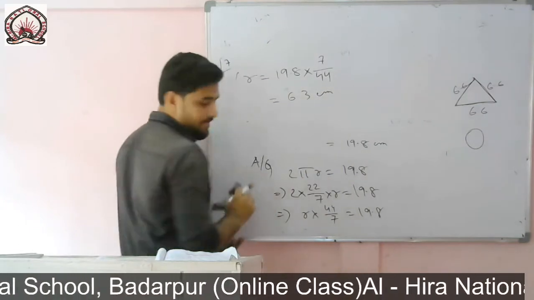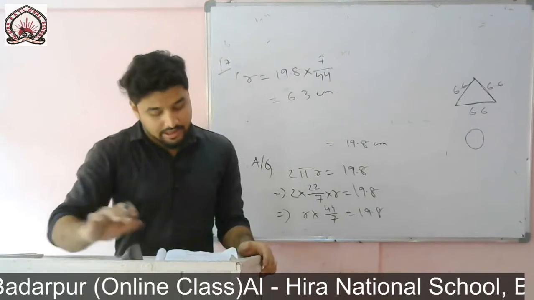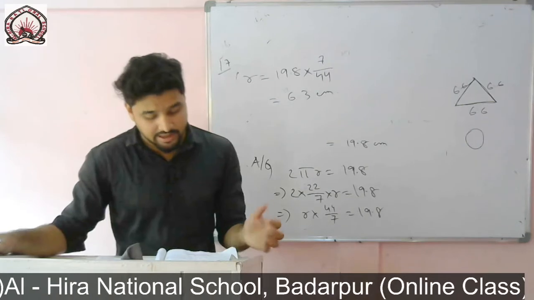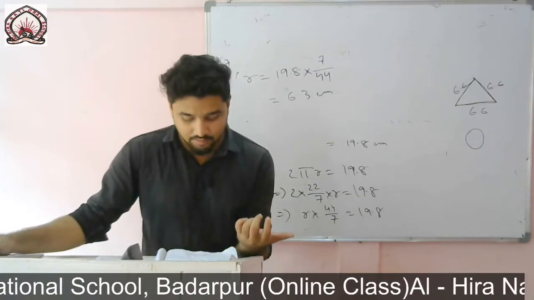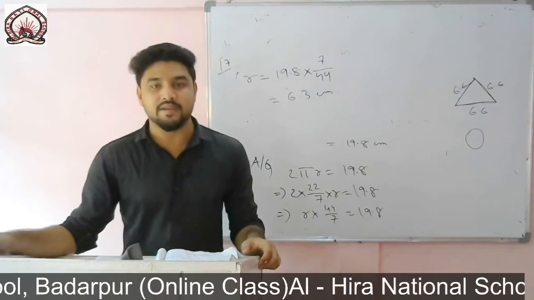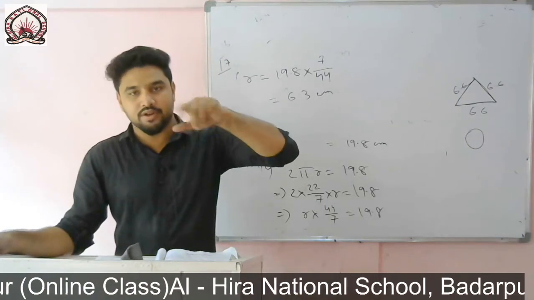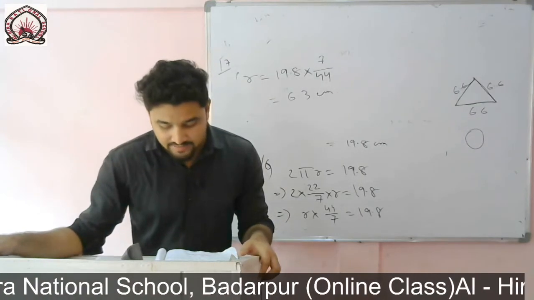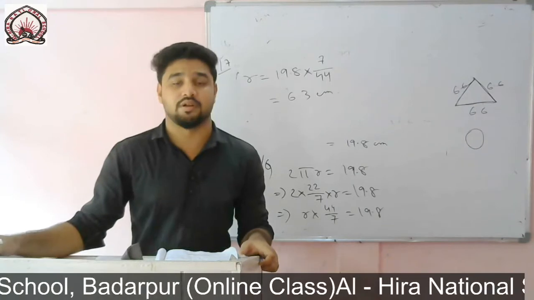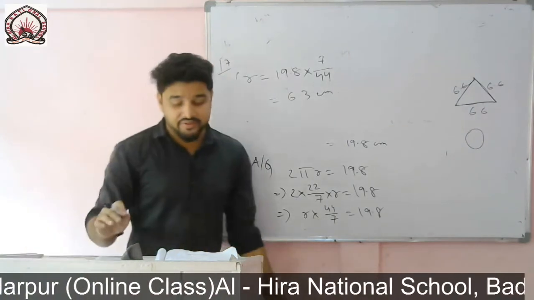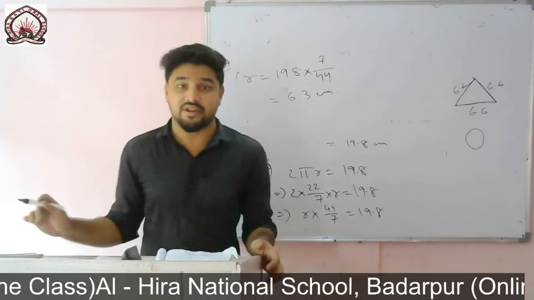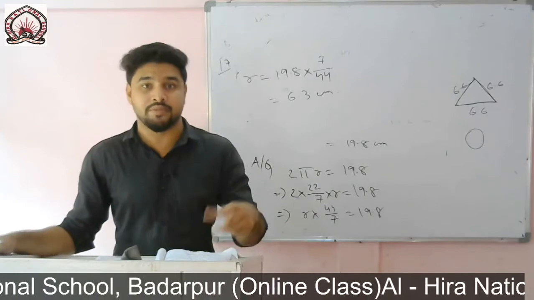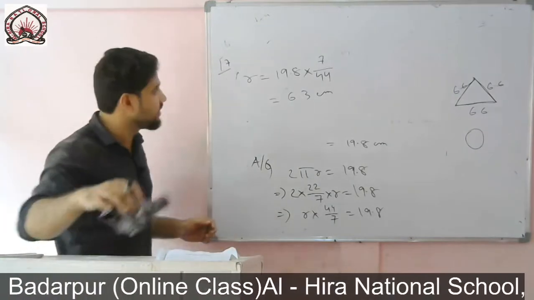Now come to question number 18. A wire is bent to form a circle of radius 56. That means a wire is made in a circular shape which has radius 56. If the same wire is converted into a square, find the side of the square. If radius is 56, then you can find the circumference of the circle, and this circumference of the circle will be equal to the perimeter of the square. From that you can find the answer.